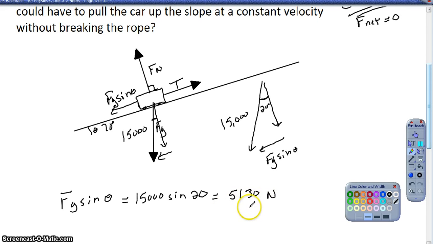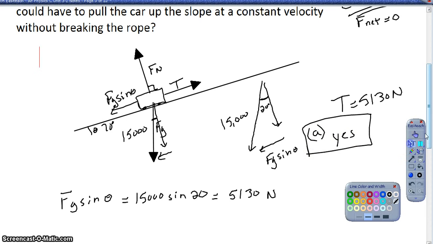So what that tells me is this force pulling down the ramp would be less than the maximum tension. In this particular instance, with this incline and this force of gravity, tension would only need to match that 5,130 newtons, and therefore, yes, it would be able to pull it up without snapping. So my answer for part A: yes, it can pull it up, no big deal. It will not break the rope.